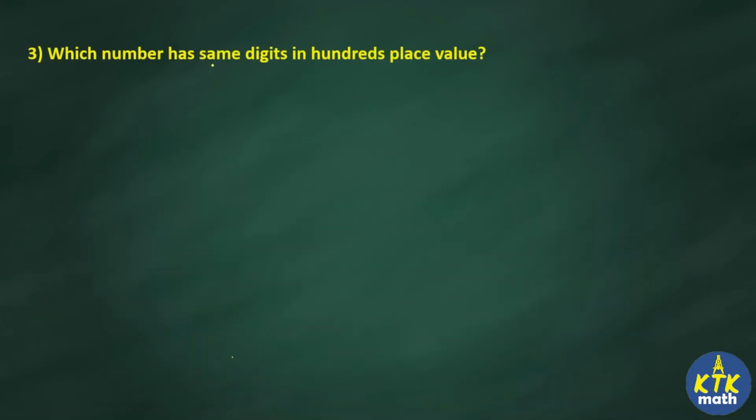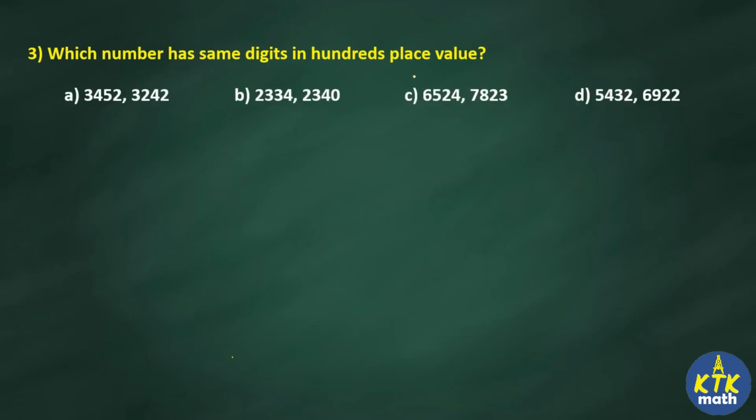Which number has same digits in hundreds place value? So we need to check the options. Hundreds place value, what are the numbers containing same digits they are asking? Just hundreds place value, I hope you understand. Ones place value, tens and hundreds. So it's going to be the third number from the right. Here you have 4 and 2, so it is not your answer. 3 and 3, this may be your answer.